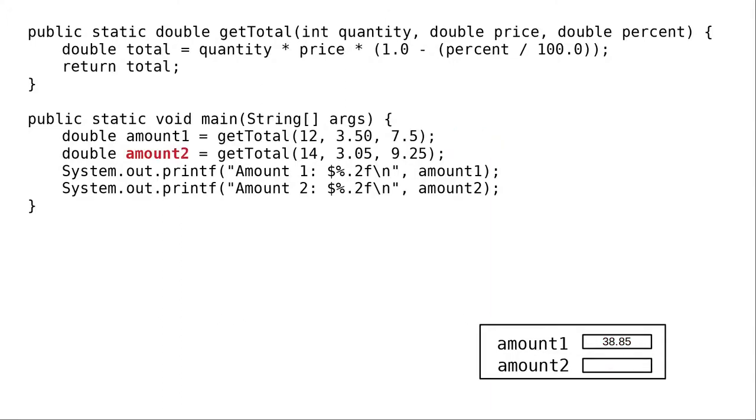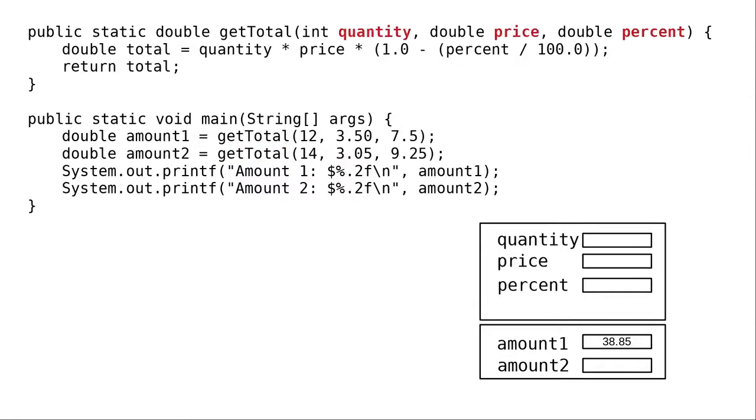Continuing on in main, we allocate room for variable amount2, and on the right-hand side, there's another call to getTotal. Java once again creates an activation record for getTotal and stacks it on top of main's. It allocates room for the parameters and copies the argument values 14, 3.05, and 9.25 into the parameters.